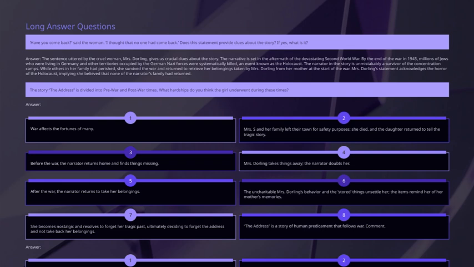The narrator is likely a survivor of the concentration camps, having lost her family, but surviving to return and reclaim her belongings. Mrs. Dorling's statement, "Have you come back? I thought that no one had come back," implies that she believed no one from the family had survived, which underscores the horror and loss experienced during the war. This line highlights the deep emotional and historical context of the story, reminding us of the profound trauma caused by war and genocide.